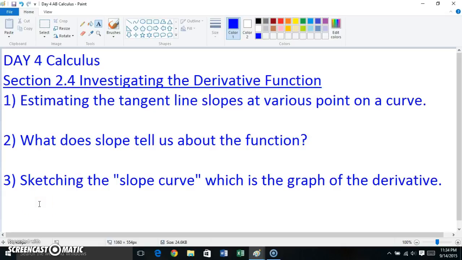In this video, we'll be investigating the derivative function. This is section 2.4. We'll be estimating the tangent line slopes at various points on a curve. We will look at what the slope tells us about a function, and we will sketch a slope curve, which is the graph of the derivative.